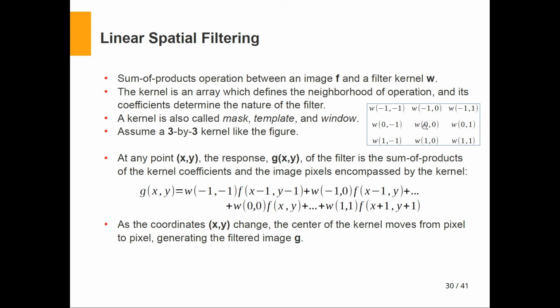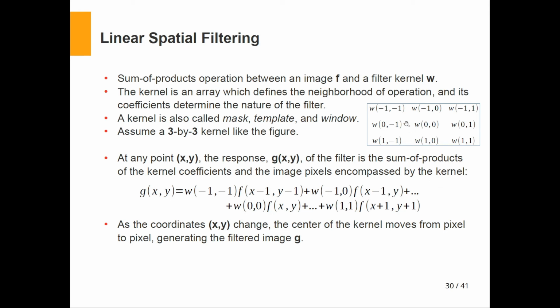So if at the center we have W of 0, 0, the top left corner will be W of -1, -1, and the bottom right corner will be W of 1, 1. Now let's say we want to find the response of the image at any given location to the filter, or to the kernel. This is computed by the sum of products of the kernel coefficients and the image pixels encompassed by the kernel.